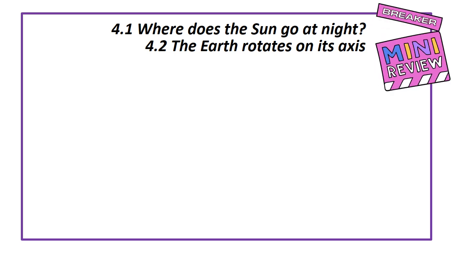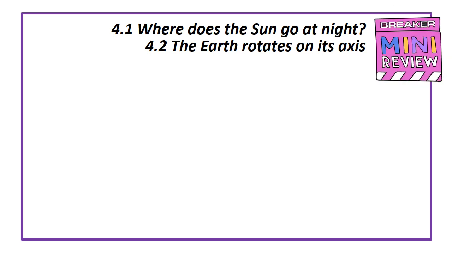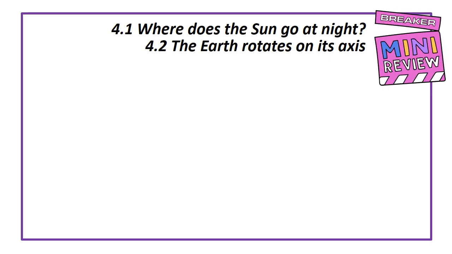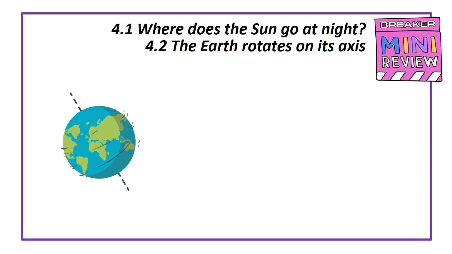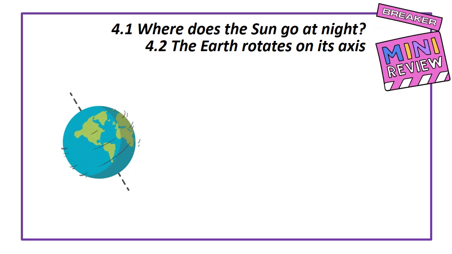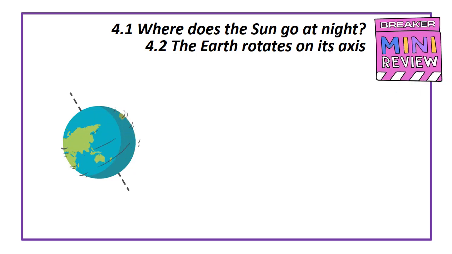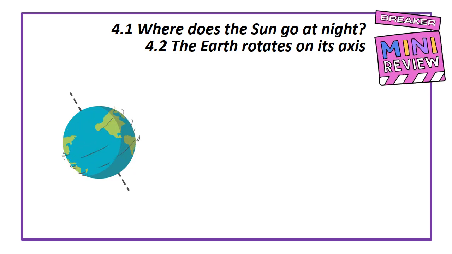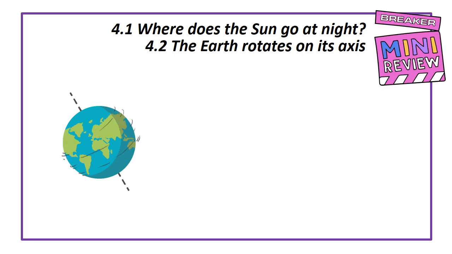As usual, let's have first a mini review about the previous lessons. What movement of Earth is this again? Right, rotation. And what is the meaning of rotation? It is the spinning or movement of Earth round its axis.